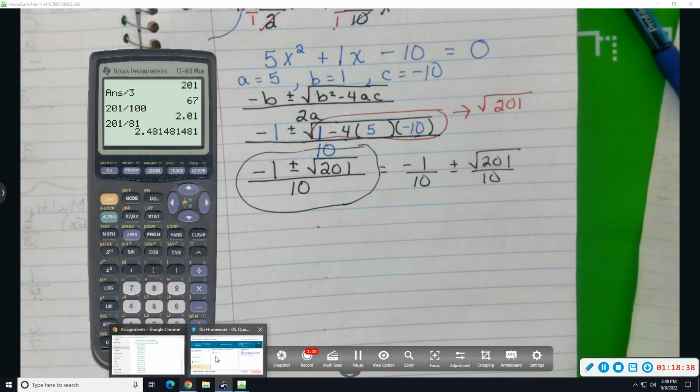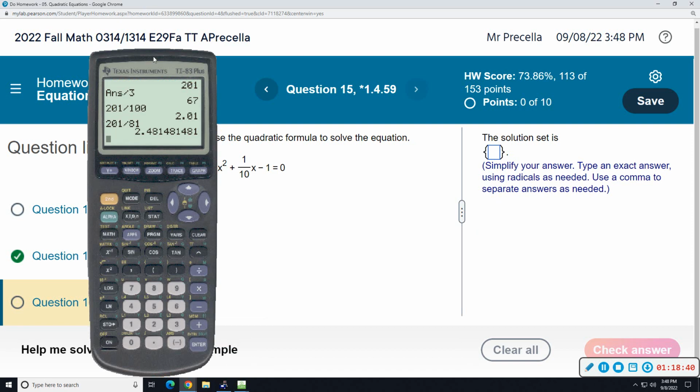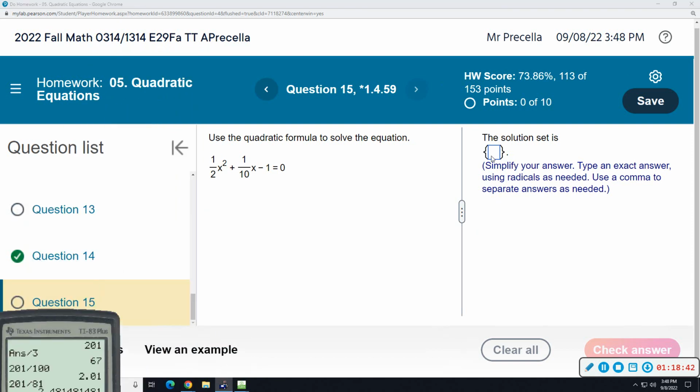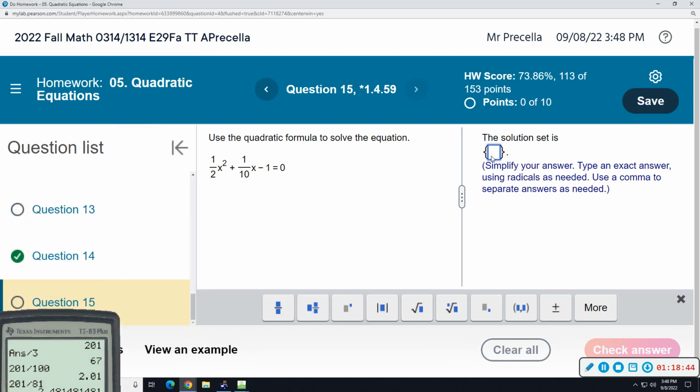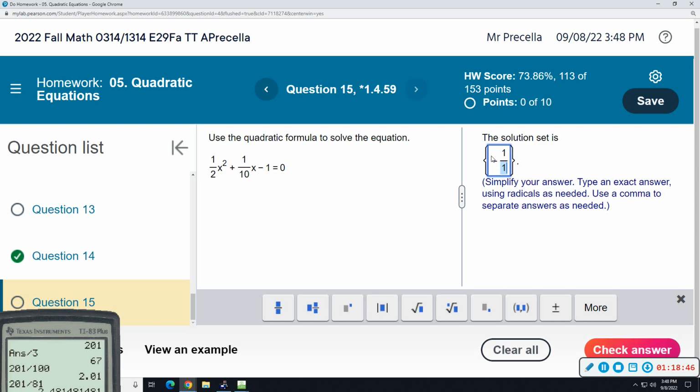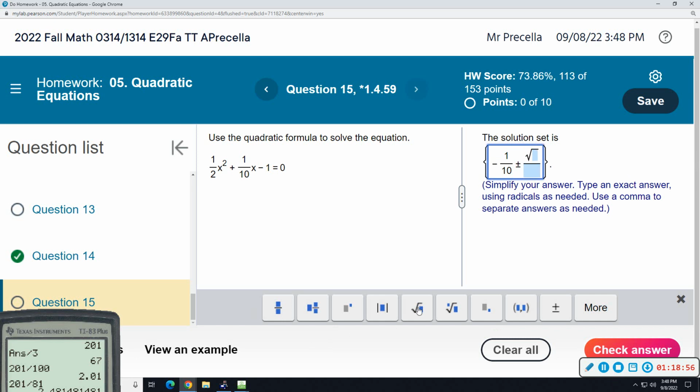Okay. But try punching in that second. So what is it? Negative 1 over 10 plus minus. Move out before you put the plus minus. Fraction. Square root of 201 over 10.